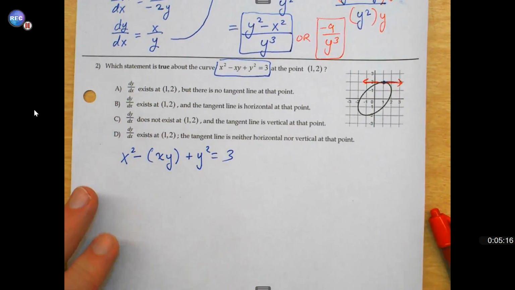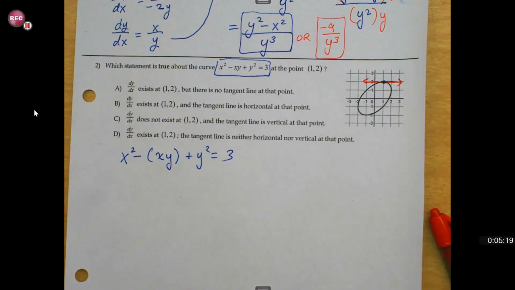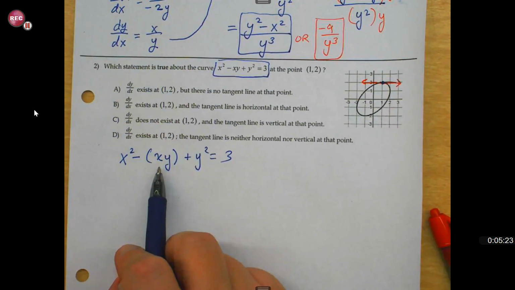And why don't you guys pause the video, see if you could get the first derivative using implicit differentiation. Just watch out here, you're going to have to use the product rule.